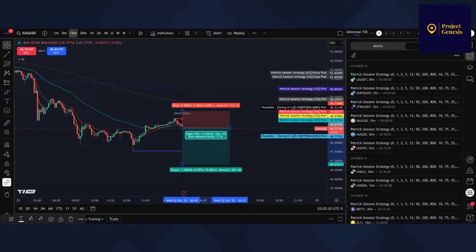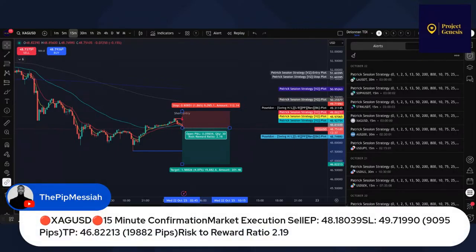All right, here's the next call of the night. It's going to be silver versus the United States dollar. 15-minute confirmation. Market execution sell. Entry price is 48.18039. Stop loss is 49.71990 for 9,095 pips. Take profit is 46.82213 for 19,882 pips, and a 2.19 risk to reward ratio.